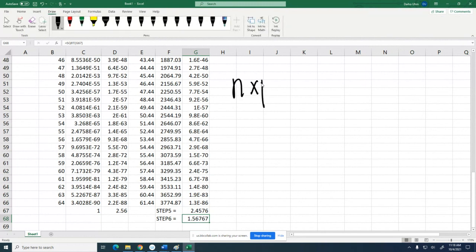But can you try just taking the multiplication n times p? How many n was? 64. What was the probability of defectives? P, 0.04. Try it.